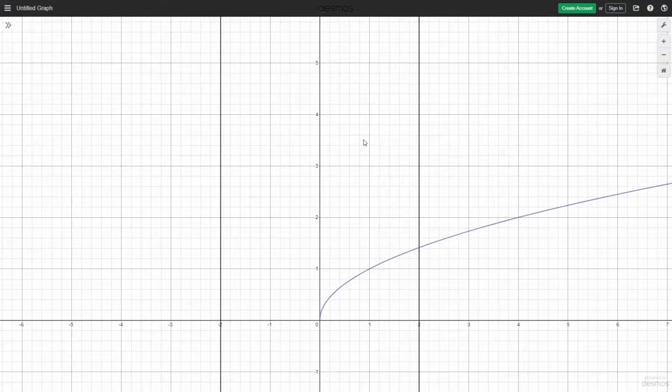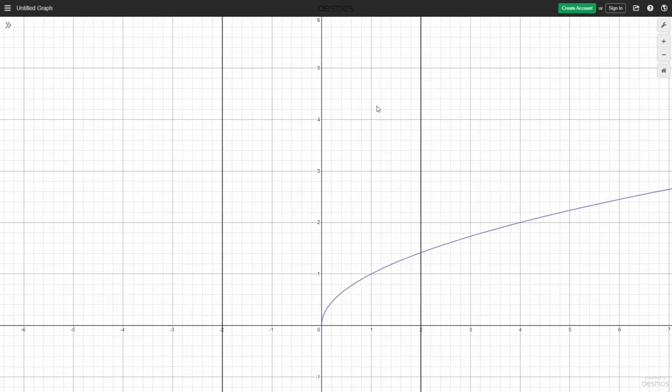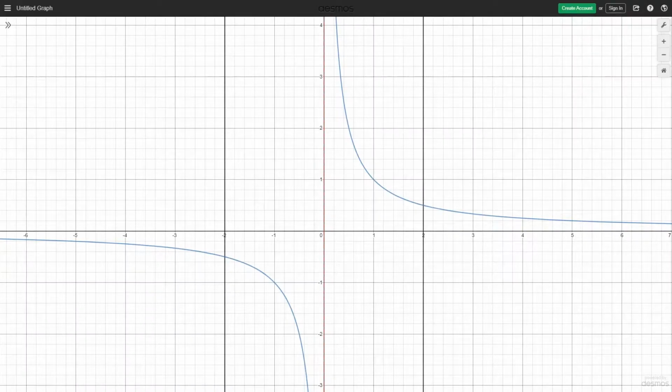The next function I'll be working with is y equals the square root of x. This is the first one where the IVT does not apply, because as you can see, the value for x equals -2 doesn't even have a y value. So the function is not continuous and the IVT does not apply.